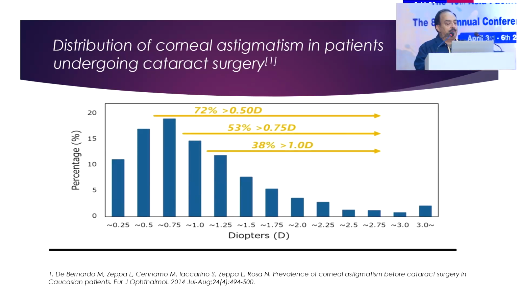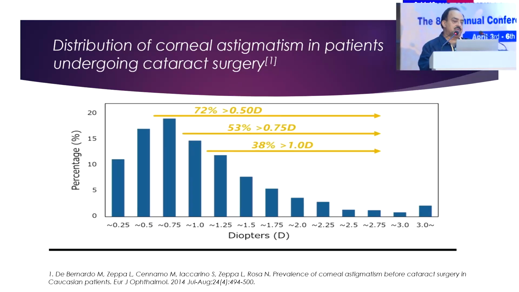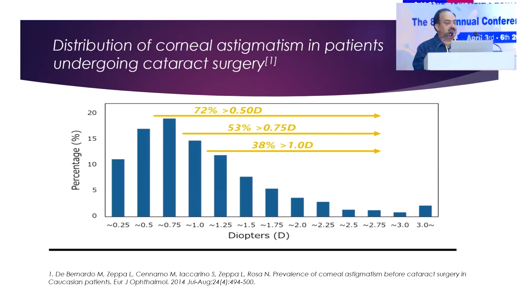Coming to pre-op considerations, we all know that 72% of the cataract population that is coming to us has more than 0.5 diopter astigmatism, 53% has more than 0.75 and 38% is more than 1. So this 53% with more than 0.75 diopters is the one which we have to hit. Once we hit this, we'll be getting very good visual outcomes.